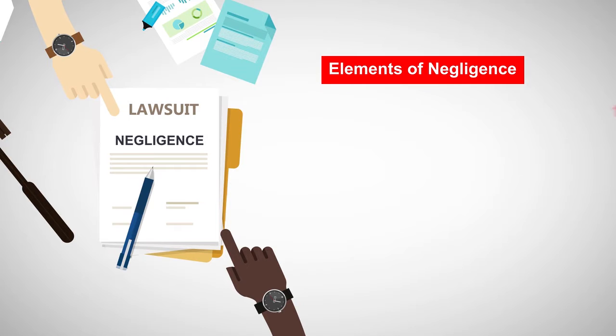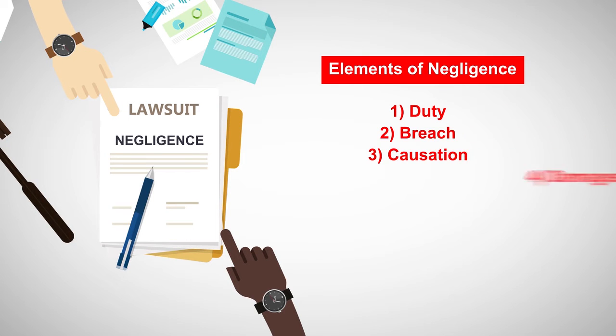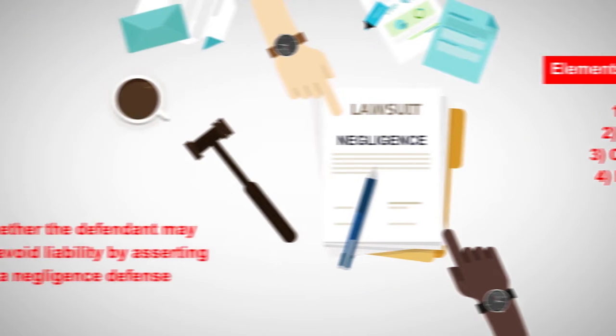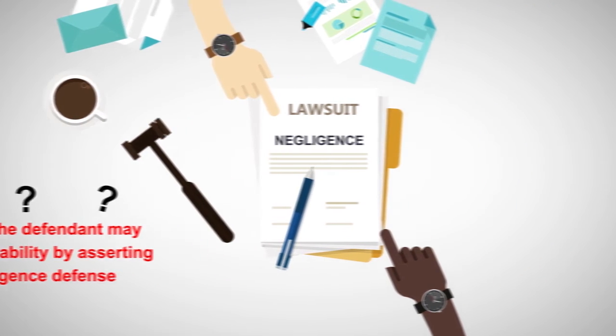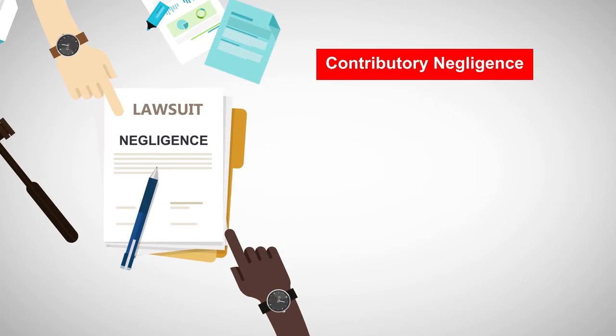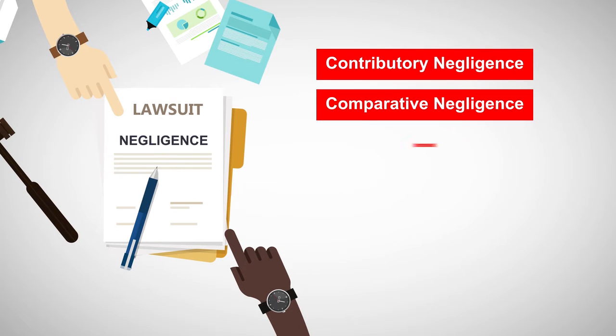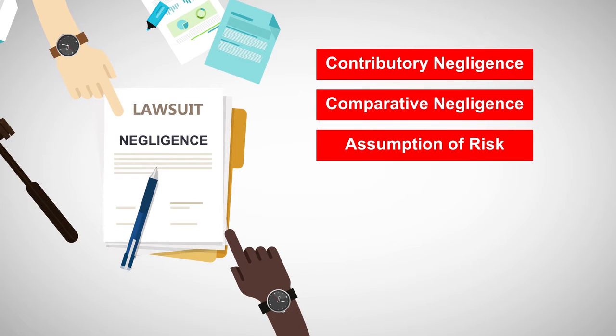The injured party must prove the elements of negligence. The elements are duty, breach, causation, and damage. Once the elements have been established, the question then shifts to whether the defendant may still avoid liability by asserting a negligence defense. The most common negligence defenses are contributory negligence, comparative negligence, and assumption of the risk. This video will discuss all three defenses, when they're used, and how they're established.